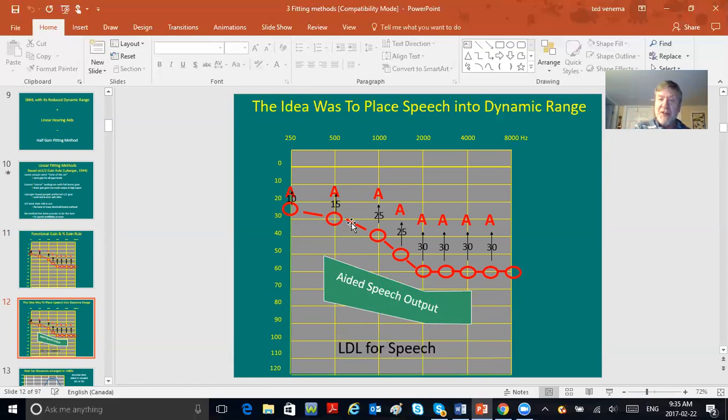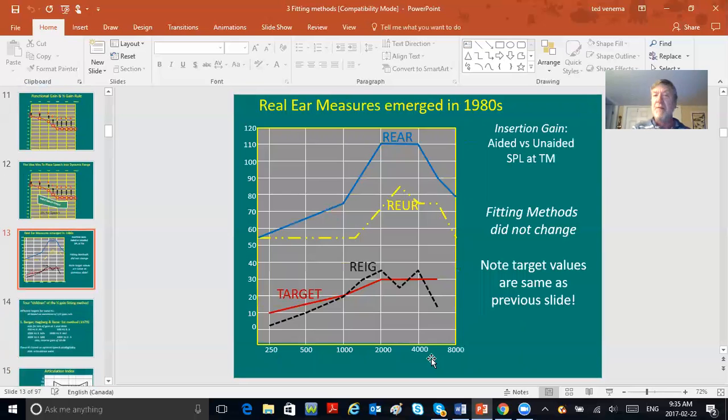If they had raised these thresholds all the way to zero and made the A's all at zero, then input speech of 55 dBHL or 65 dBSPL plus the full-on gain of the hearing aid would blast this person to kingdom come, and aided speech output would be sitting down at his loudness discomfort levels. Can't do that. And then we said that real ear came into the picture in the late 1980s, early 1990s.